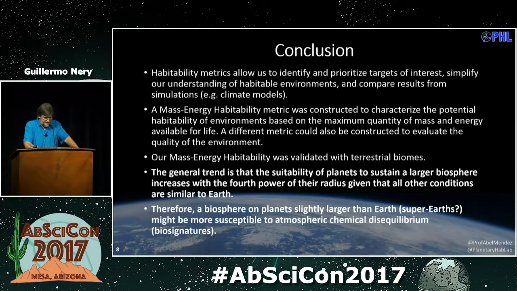And we see that the general trend is that the suitability of planets to sustain a larger biosphere increases with the fourth power of their radius, given that all other conditions are similar to Earth. Therefore, a biosphere on planets slightly larger than the Earth, for example, super-Earths, might be more susceptible to atmospheric chemical disequilibrium, in other words, biosignatures. And that would conclude the talk.